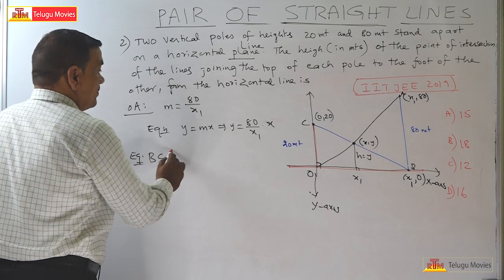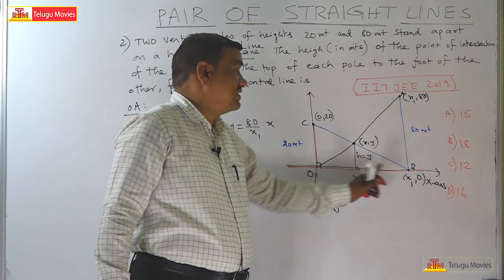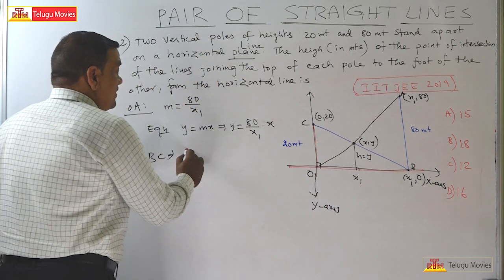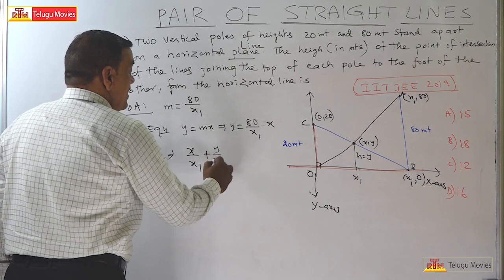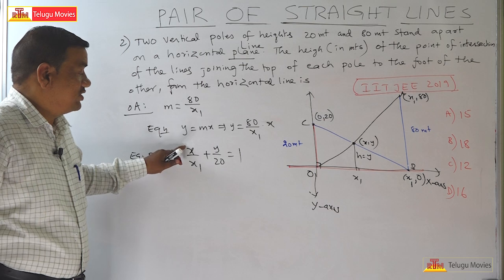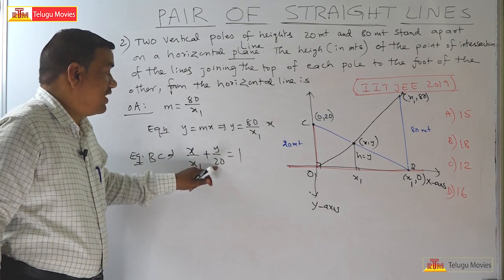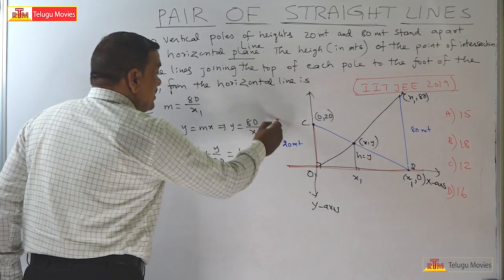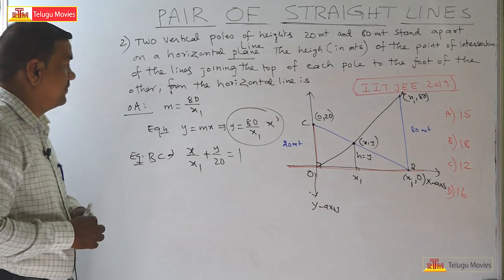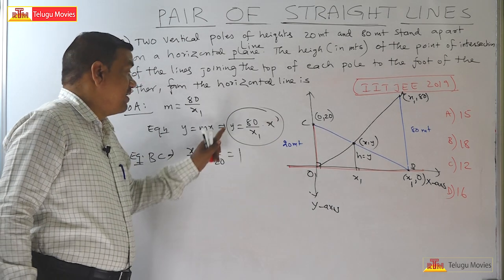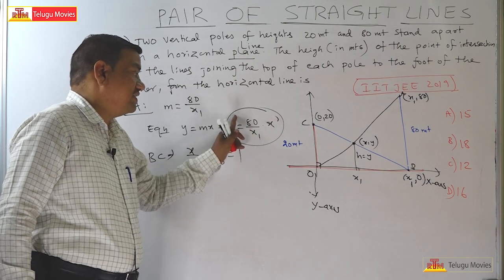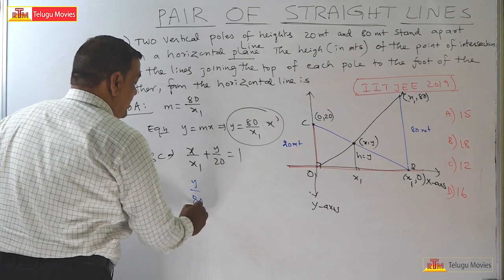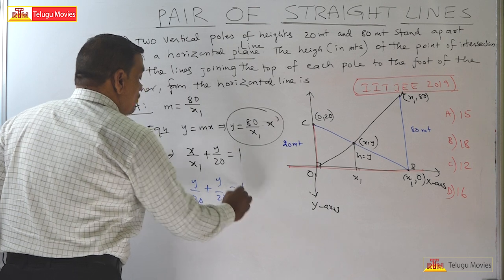Equation of BC. Here the x-intercept is x1 and the y-intercept is 20. So x by a, that is x by x1, plus y by b is equal to 1. That is x by x1 plus y by 20 is equal to 1. From this equation, x by x1 is nothing but y by 80. Substitute here: y by 80 plus y by 20 is equal to 1.